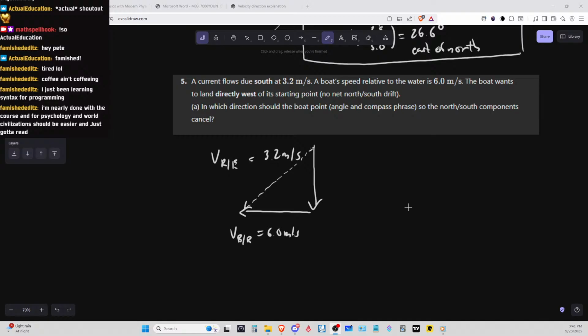Nearly done the course, and for psychology and world civilizations would be easier and just gotta read. Oh, okay.